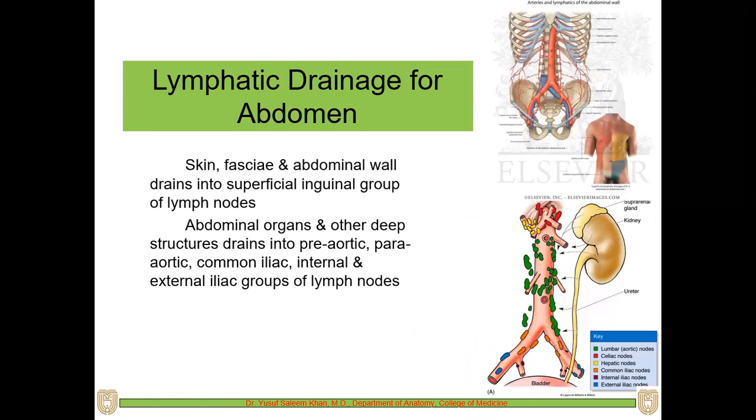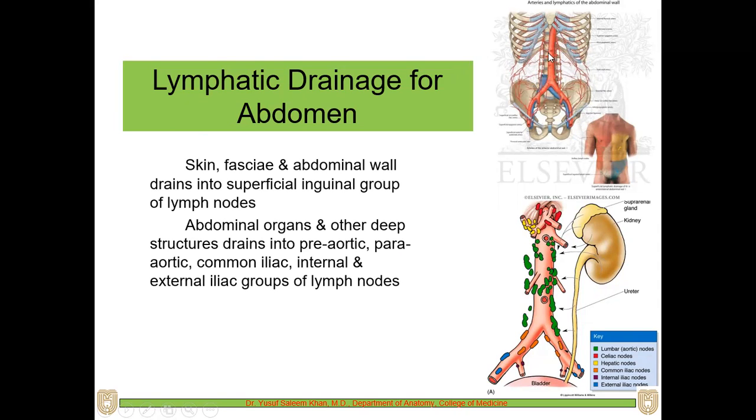Now coming to the lymphatic drainage of the abdomen. The skin, the fascia, and the abdominal wall drain into the superficial group of lymph nodes, as we saw. Then the abdominal organs and other deep structures drain into the pre-aortic as well as the para-aortic nodes.